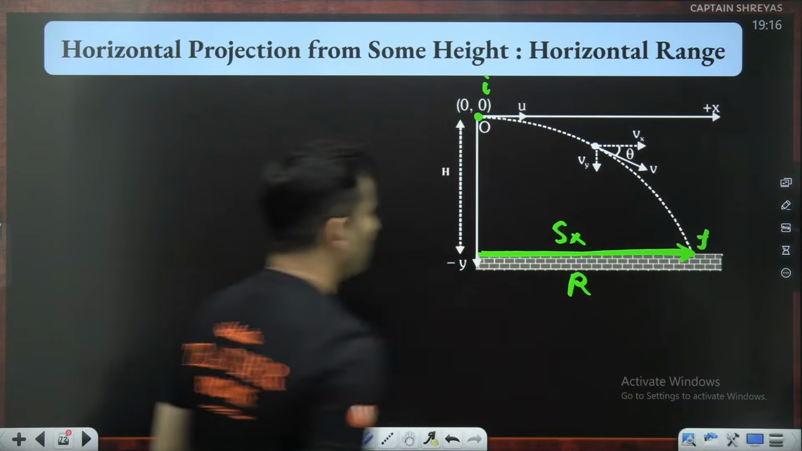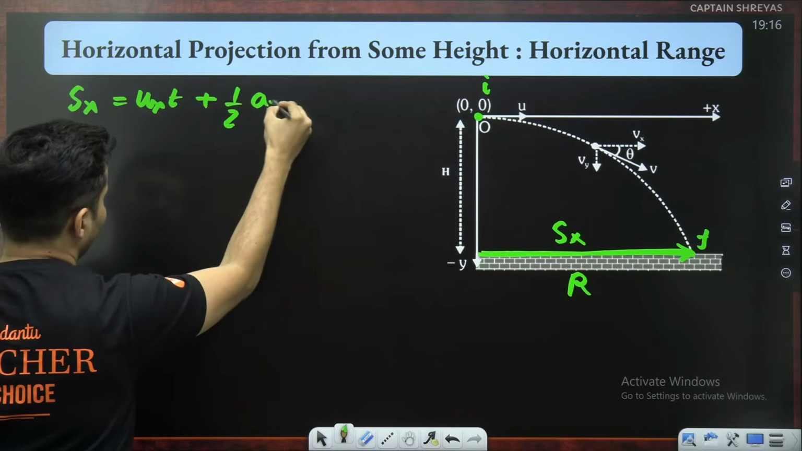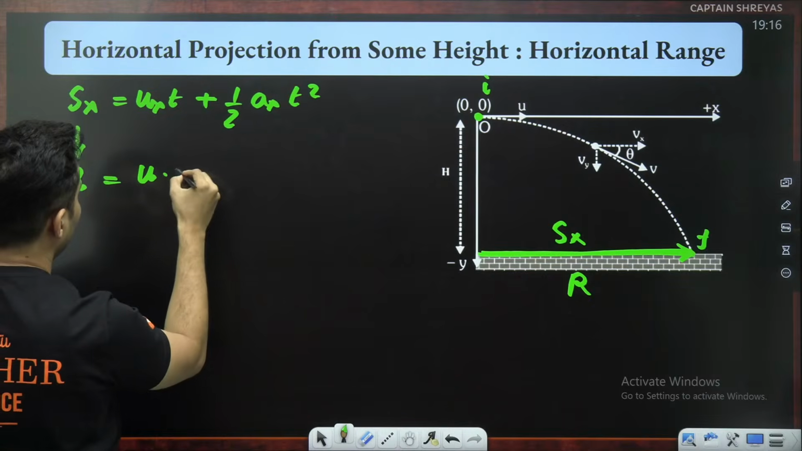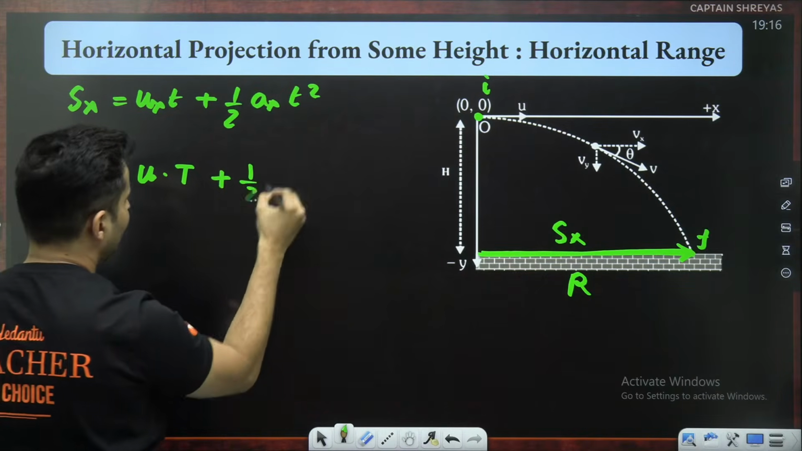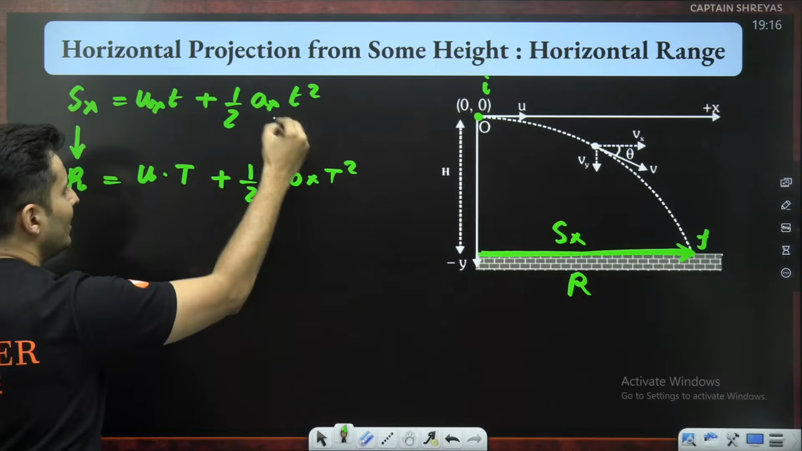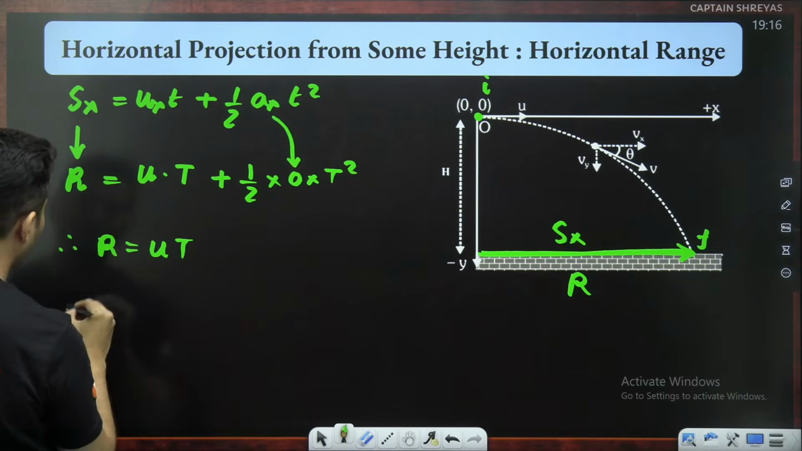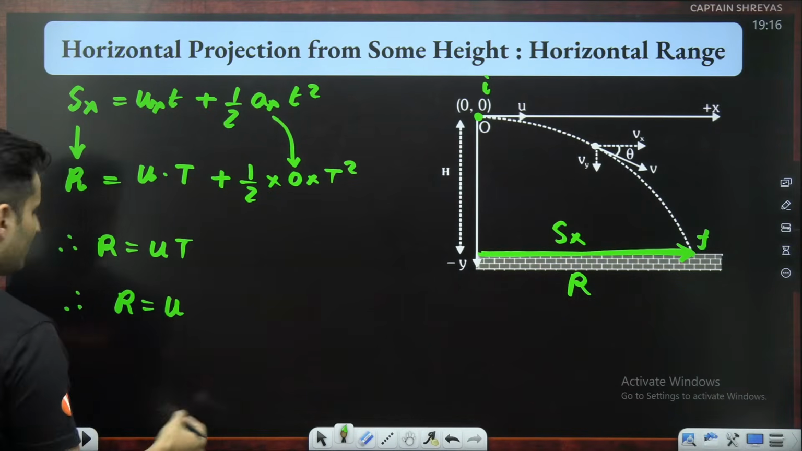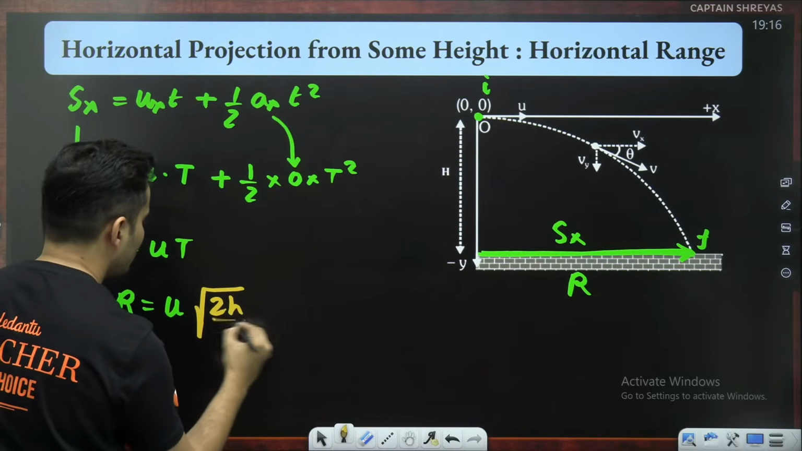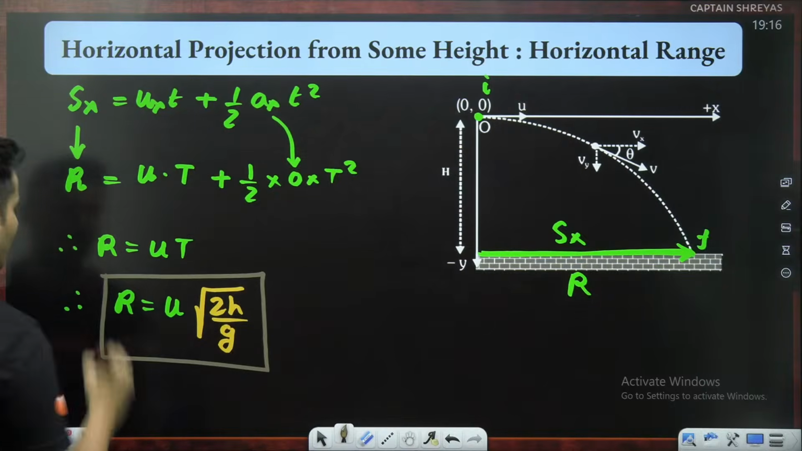horizontal displacement. So I will use Sx is ux t plus half ax t square. Horizontal displacement is the range. Ux is just u. Time we just figured out, capital T. Acceleration is a big fat 0. Remember, there is no acceleration in the vertical, it is only there in the horizontal, so this term vanished. Therefore, range is u into t. If time is not mentioned, then you can substitute it from here, which is nothing but root of 2h by g. That is the formula for the range: u root 2h by g.